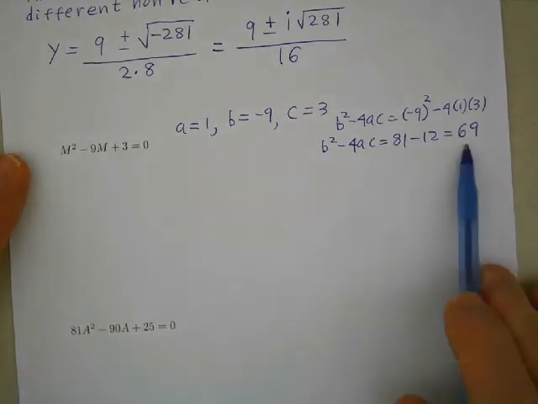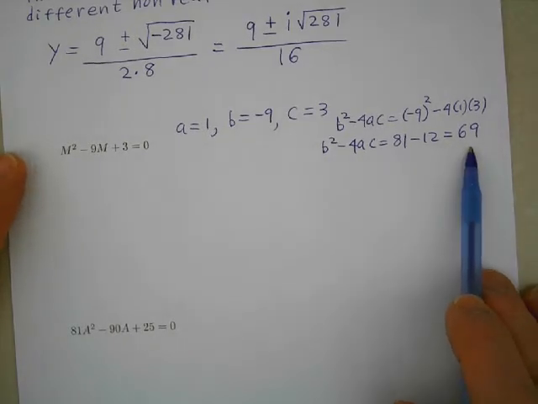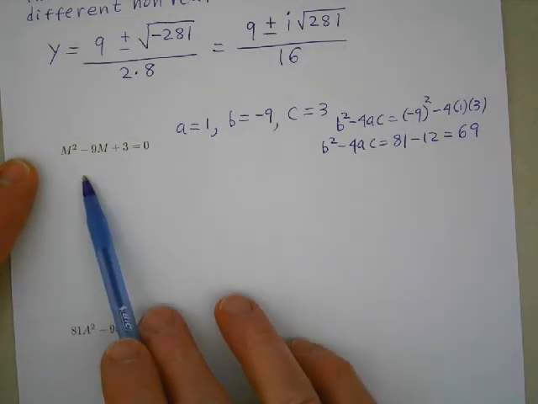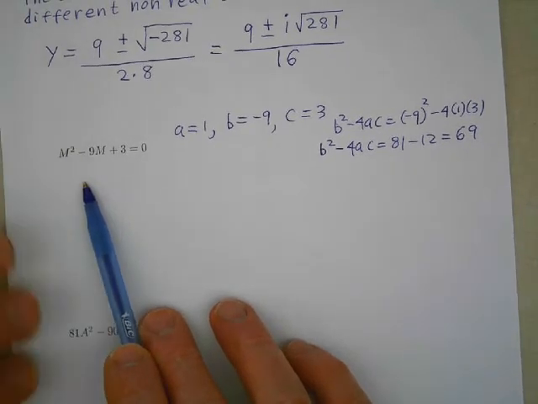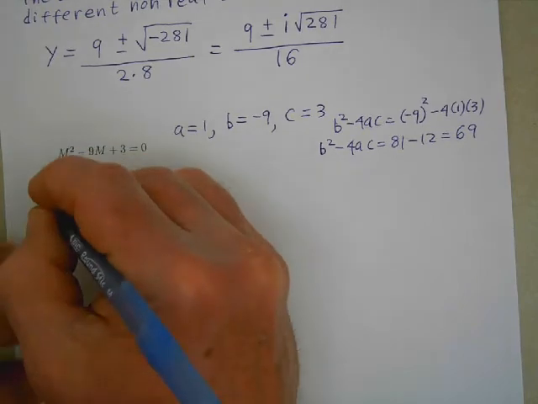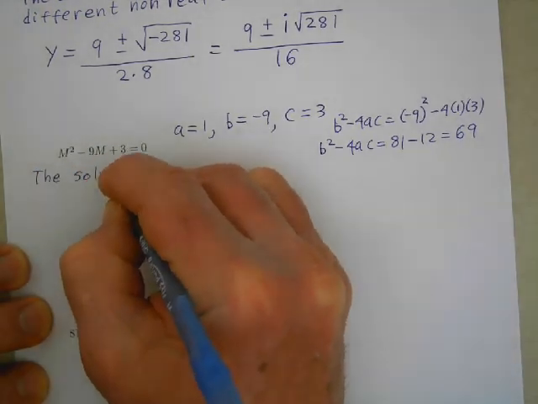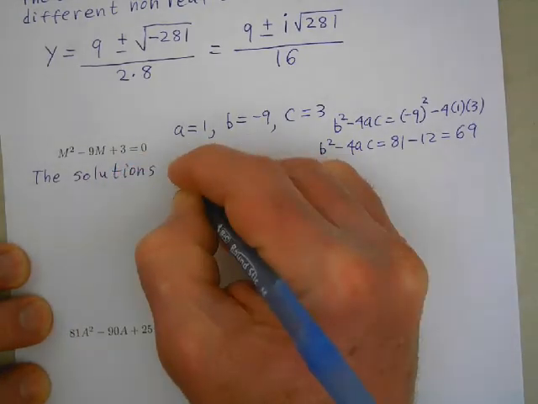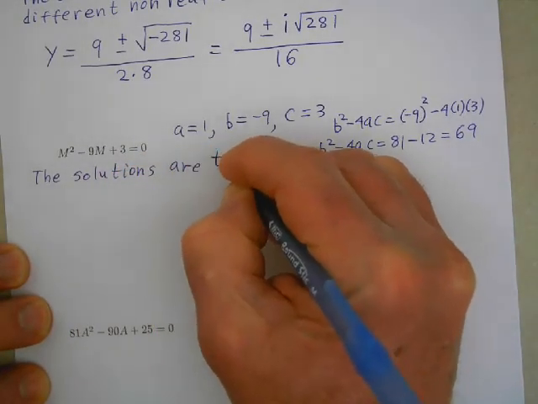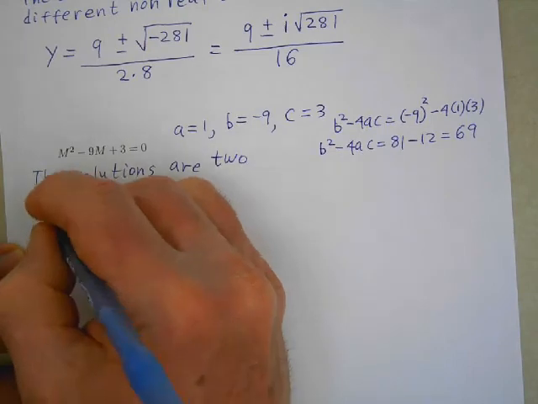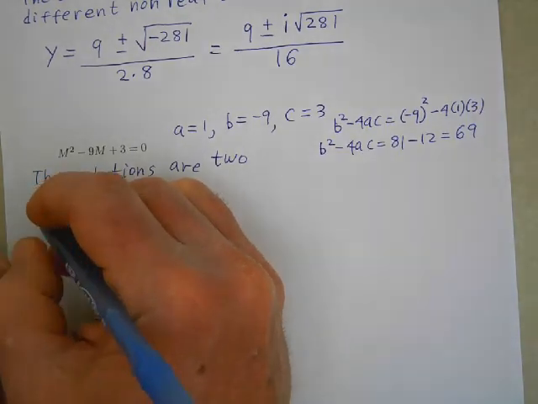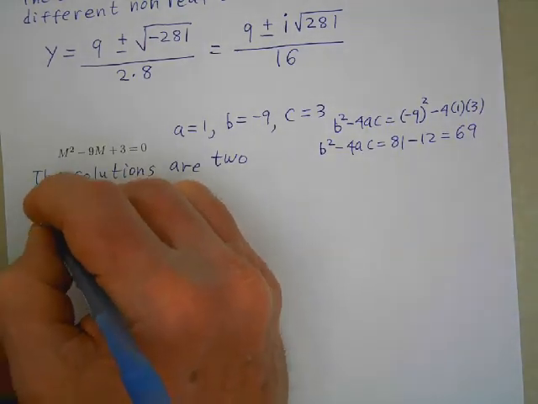Okay, so since the discriminant is a positive real number, this equation has two different real solutions. So the solutions are two different real solutions because the square root of 69 is a real number.